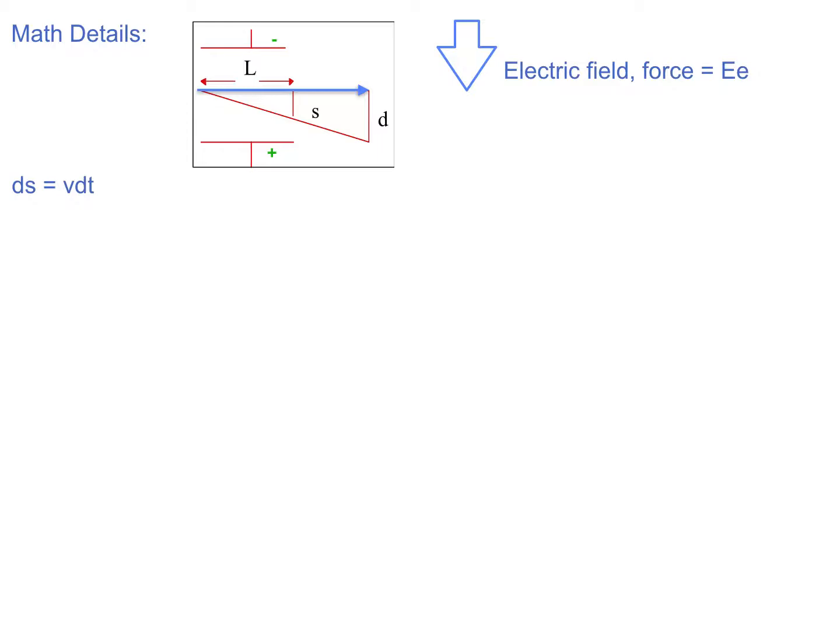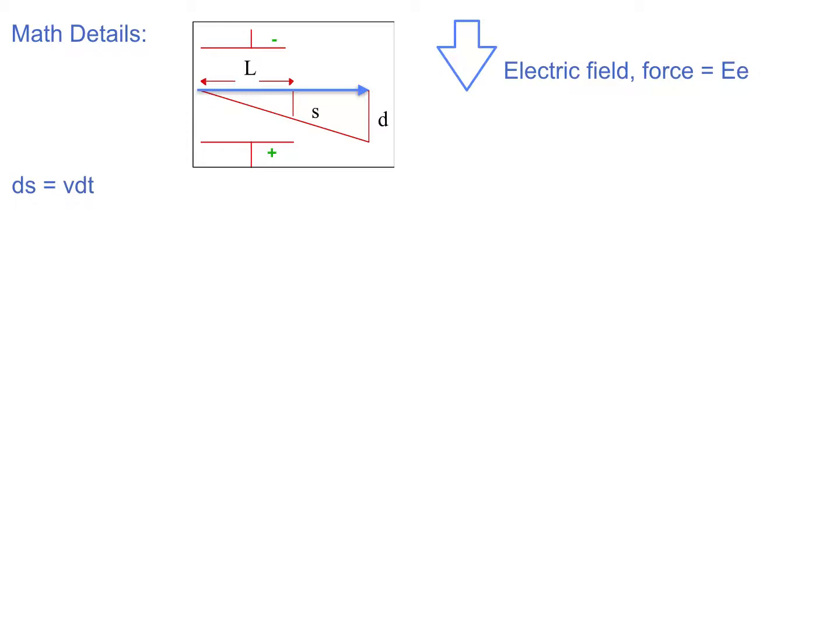So we start with ds equals v dt. This is from Newtonian mechanics. ds, the differential of s, the displacement, is equal to v dt, the velocity times dt. This is classical mechanics.